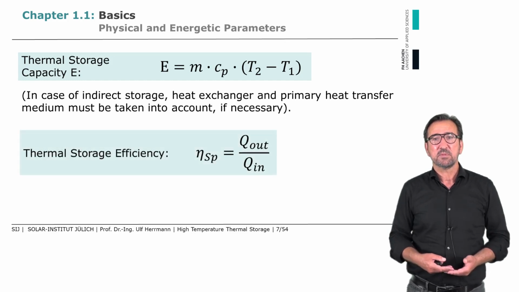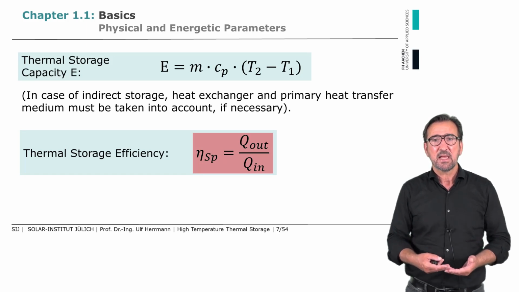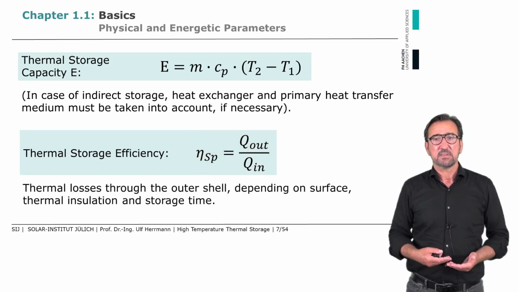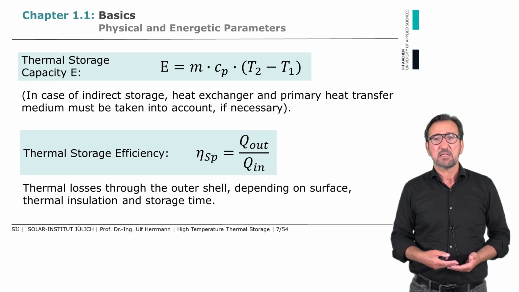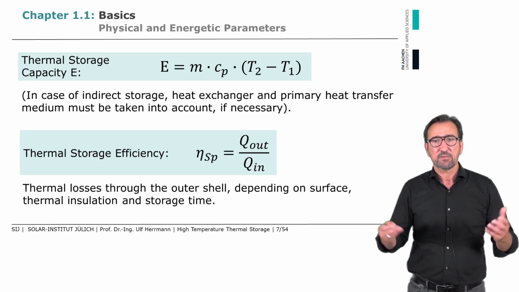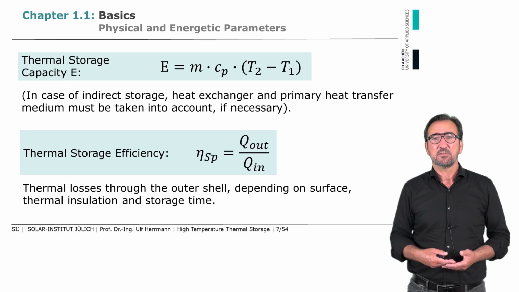Another important performance indicator is the storage efficiency, which is calculated from the quotient of the heat extracted from the storage tank and the heat supplied into the storage tank. The losses included here are mainly the heat losses through the outer surface, which depends on the size of the surface, the storage insulation, the temperature, and the storage duration.